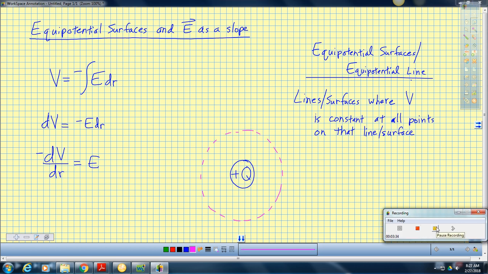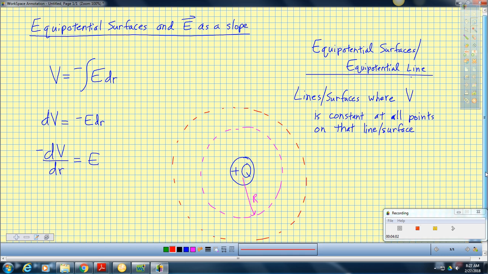Our class came up with the idea that a circle of radius r would be an equipotential line. That makes sense. Then an equipotential line of lower voltage would just be a bigger circle like this. We could keep doing this and have more and more equipotential lines. This is a pretty straightforward idea, but there are some other cool trends to observe.